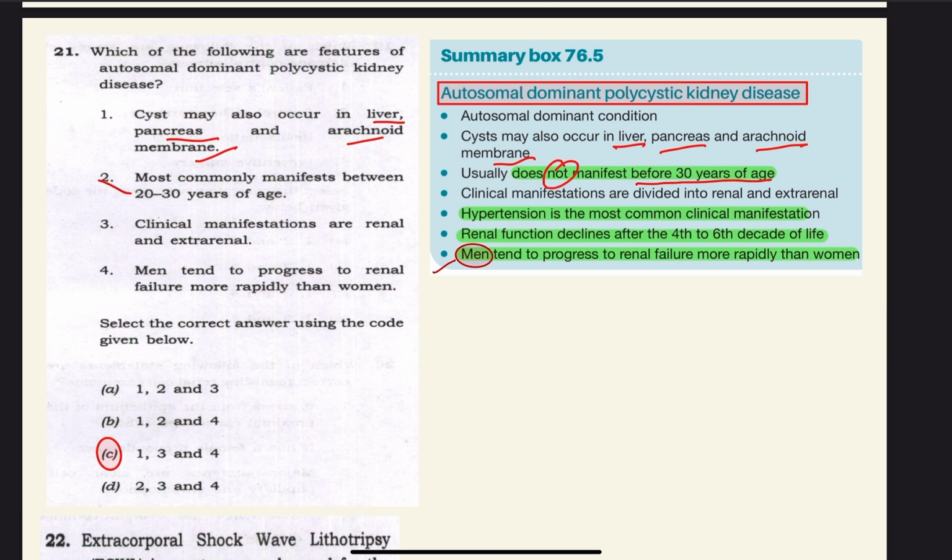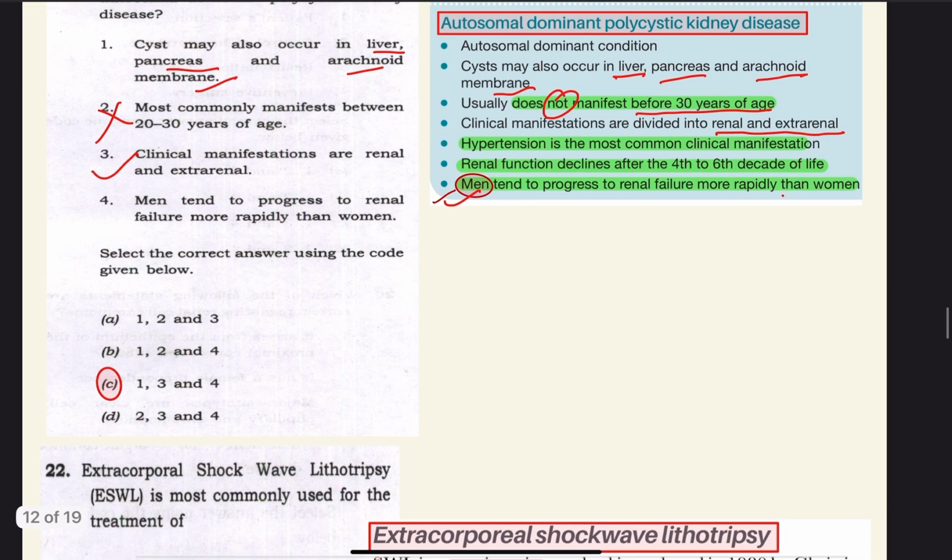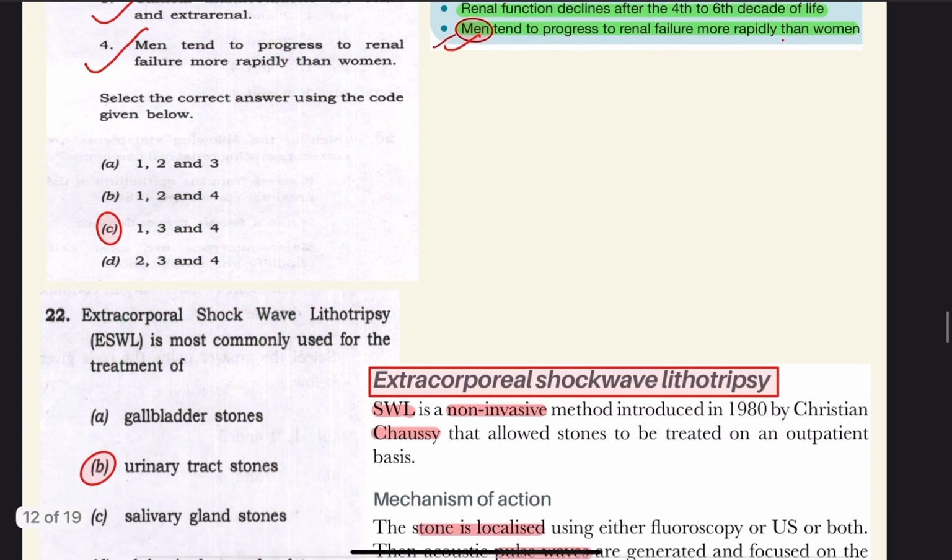So this is wrong. The clinical manifestations are renal and extra-renal. Yes, clinical manifestations are divided into renal and extra-renal. And men tend to progress to renal failure more rapidly than women. So this is also correct. So option C is the correct answer.